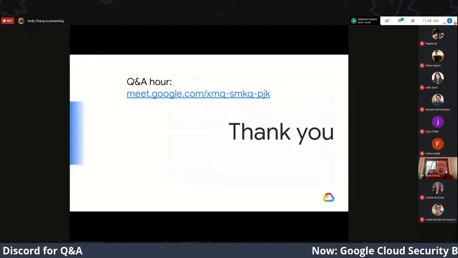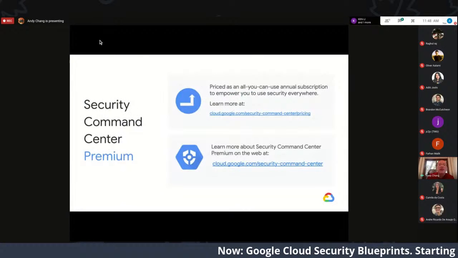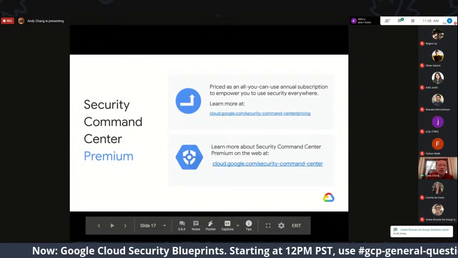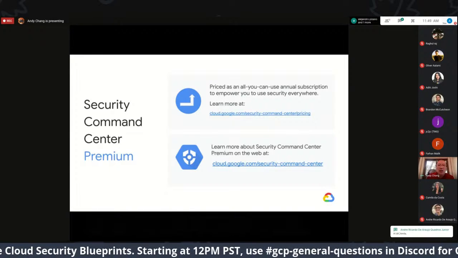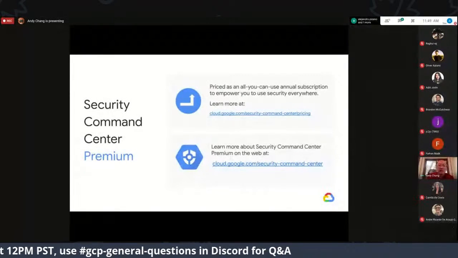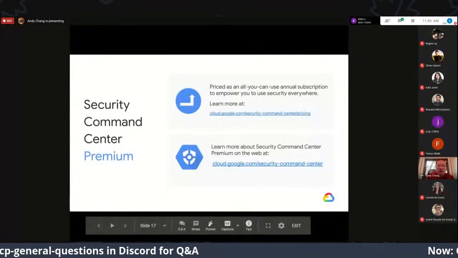So what I want to do now is actually switch over to the demo. So I'm going to change a little bit how we do the screen share, and then go from there. Hold on. Okay, so hopefully you guys can see my screen.